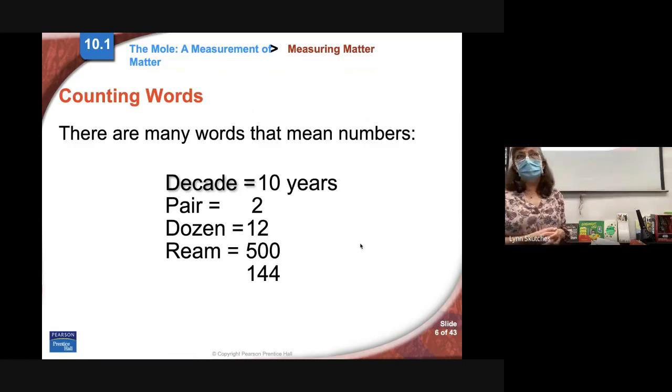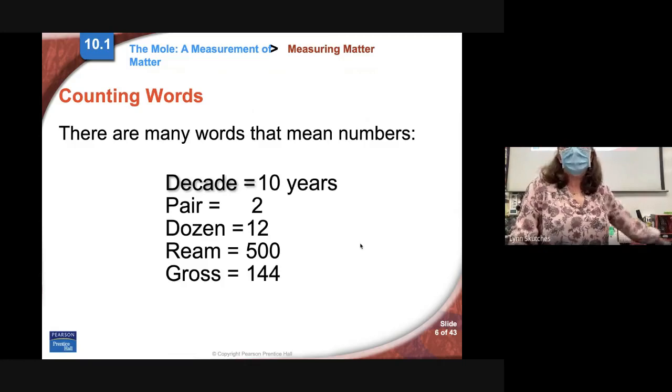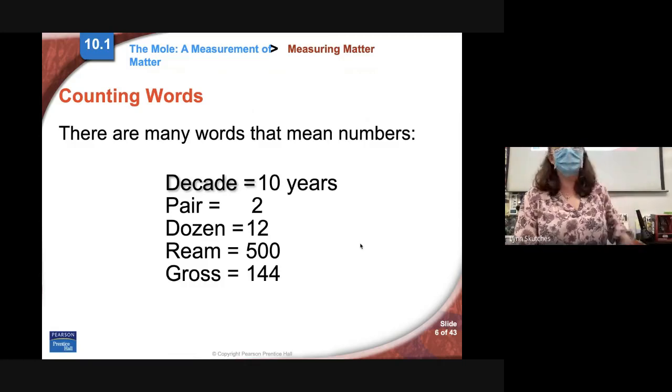Don't use it very much. That's called the gross. Why? I don't know. 13. One more that the baker ate. I don't know. Yeah. Okay.